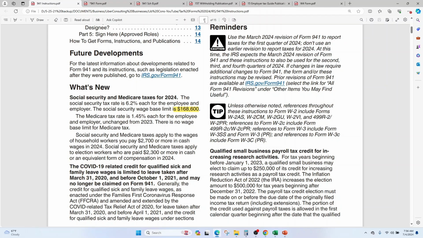Your business will pay 6.2% up to that 168,600 as well, and anything that the employee is making past that, there won't be Social Security wages to withhold or to match, but you will continue withholding and matching Medicare tax on the income that the person is making.